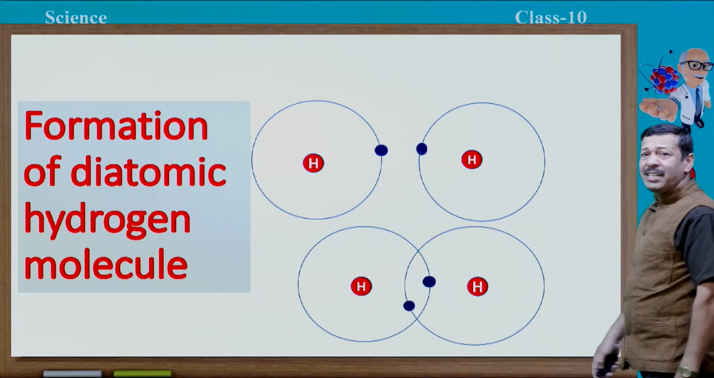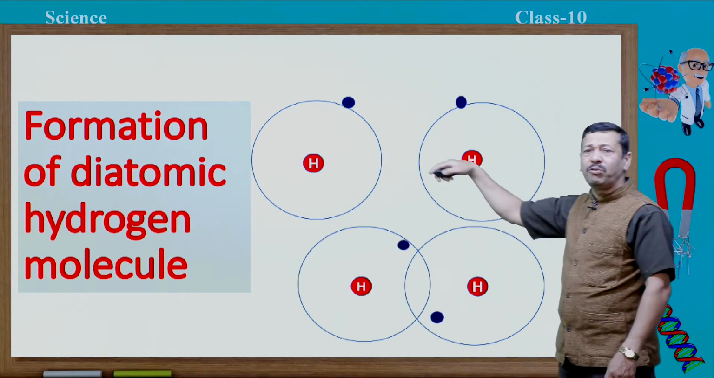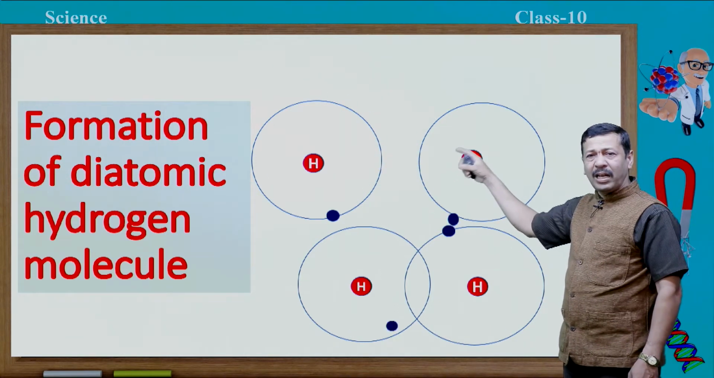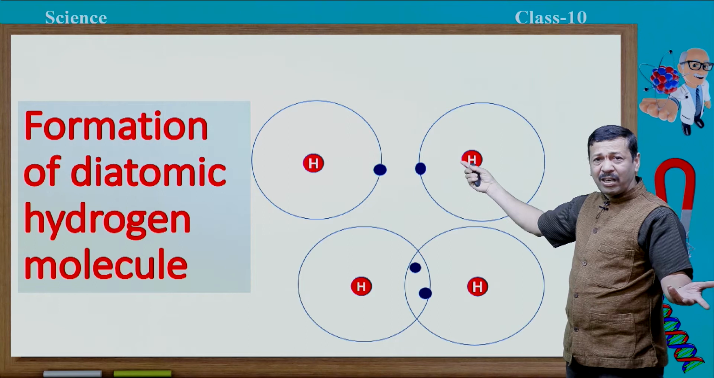Now let us see the formation of a diatomic molecule, hydrogen. So both hydrogens need 1 electron, as they have 1 electron in the valence shell.